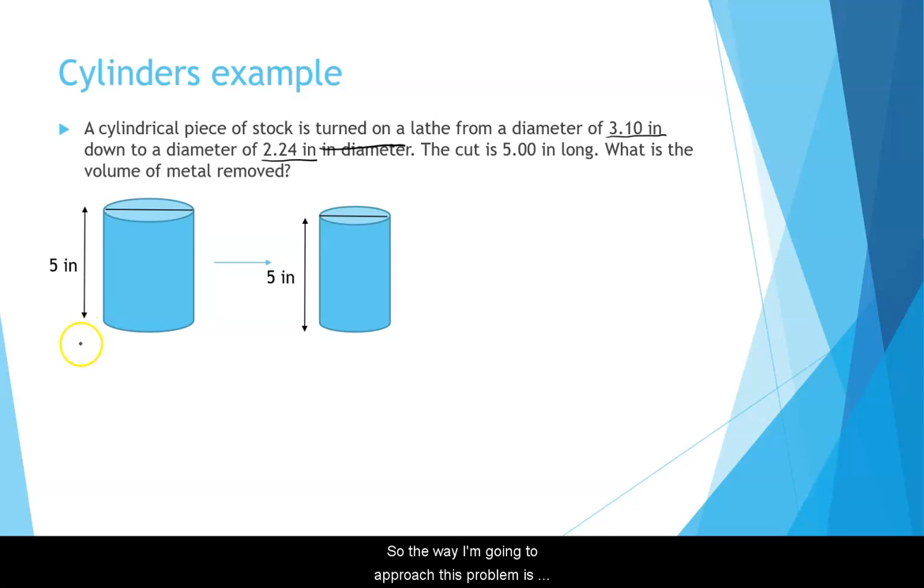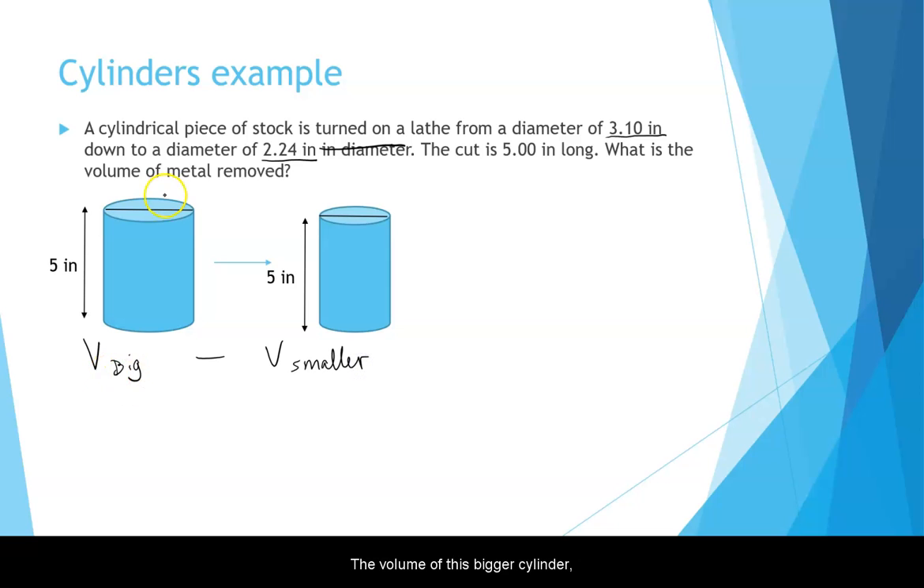The way I'm going to approach this problem is think of it as the volume of this bigger cylinder minus the volume of the smaller. For the bigger cylinder, I want to find the radius of that top. We're told that the diameter of the top is 3.10 inches, so half of 3.10 is 1.55. For the smaller one, the diameter is 2.24 inches, and so the radius is 1.12.